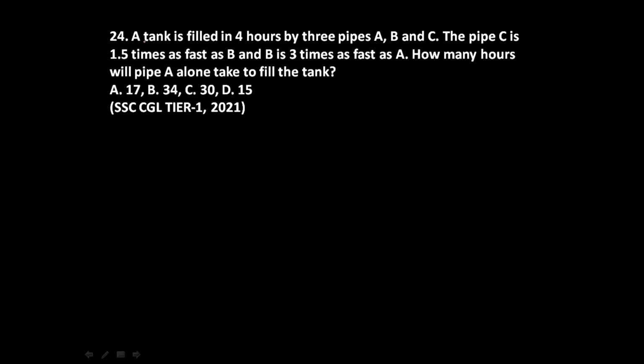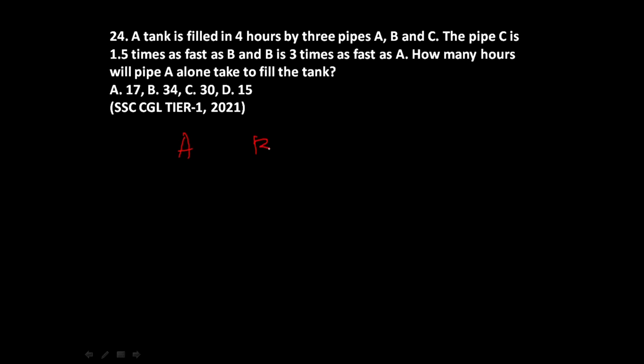So next is: a tank is filled in 4 hours by 3 pipes A, B, C. Pipe C is 1.5 times as fast as B. B is 3 times as fast as A. How many hours will pipe A alone take to fill the tank? So how will you solve it? Look at it carefully. We have to get the ratio of the efficiencies. How will you do it?